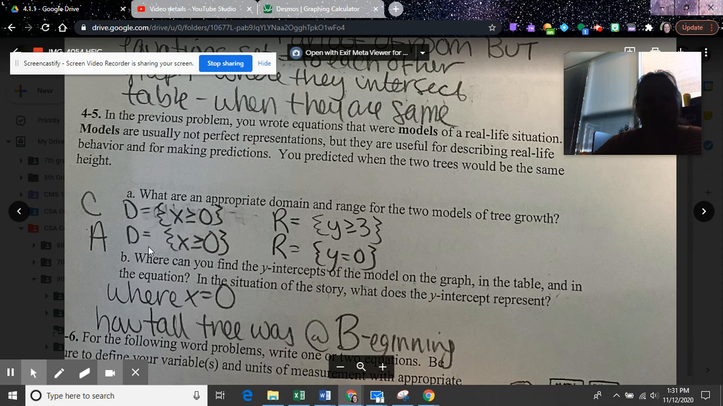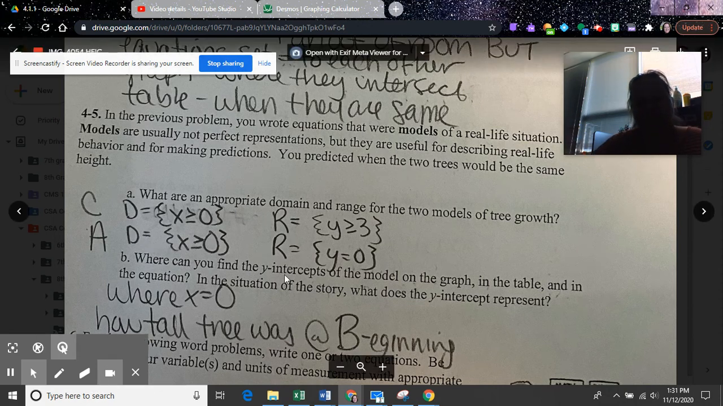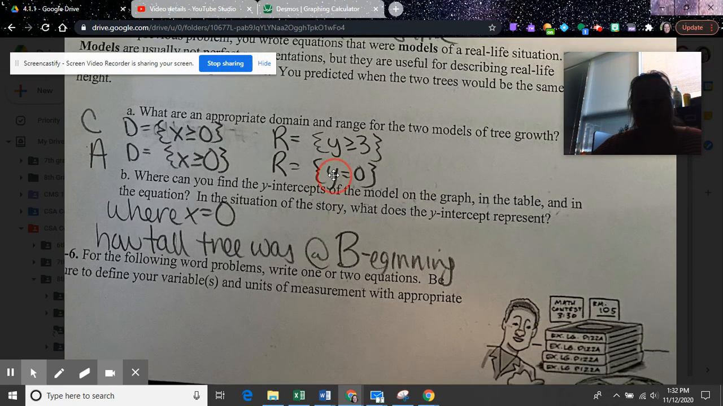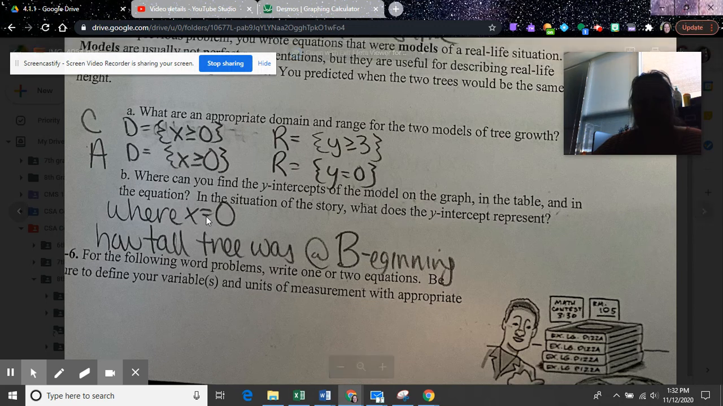For Amy, she started again at year 0 and is growing the tree. Since she started from seeds, her range should be greater than or equal to 0. So please get that fixed. Sorry about that. And then where can you find the x-intercepts of the model, in the graph, the table, or the equation? It's where x equals 0. So we know that's at the beginning point, so it is how tall the trees were at the beginning.